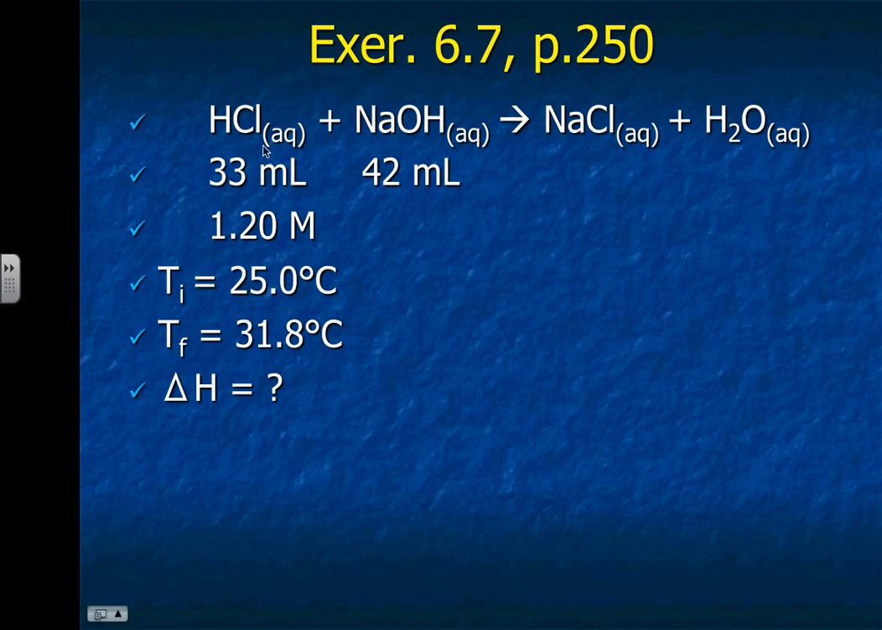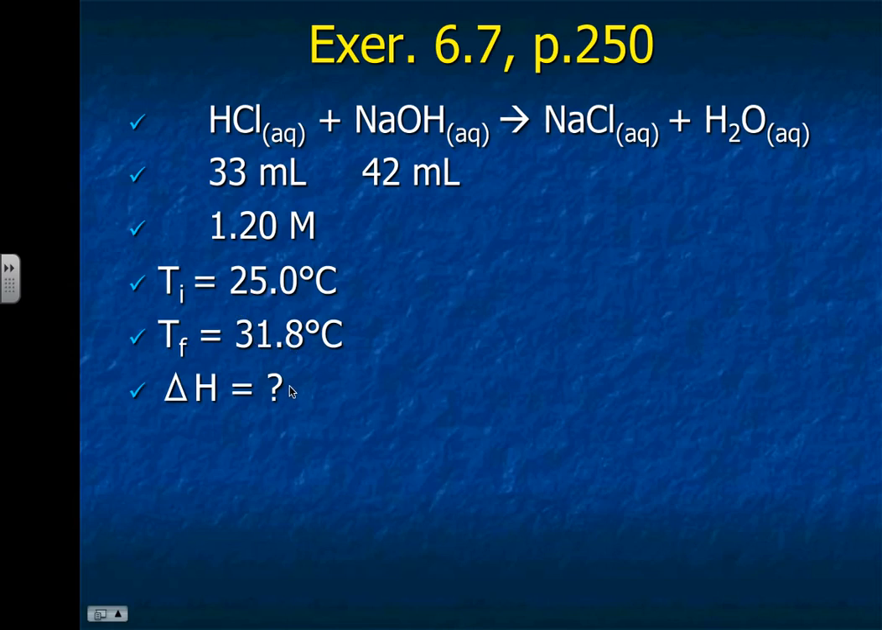If you look carefully, you'll see that it gives you information as such. It says you've got 33 milliliters of hydrochloric acid. It says you've got 42 milliliters of sodium hydroxide. And it also tells you the molarity of the hydrochloric acid, a 1.20 molar solution. They do give you the temperature change, and then they're asking you to find the delta H.